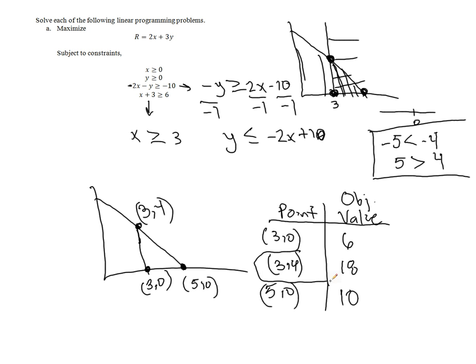And I find out that this point right here, 3, 4, produces my largest objective function value. Therefore, this is the point that maximizes the objective function. So 3, 4 maximizes the objective function.